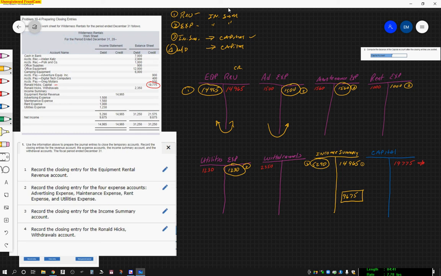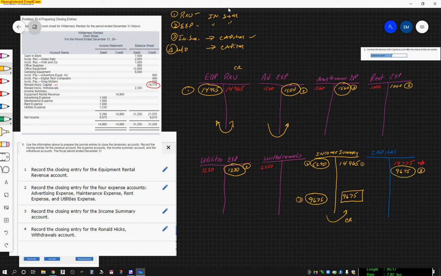$9,675. Well, if we're going to close in step number 3, the income summary, we're going to need to close it for the amount of the account balance, which is a credit balance of $9,675. So we're going to take a debit of $9,675. It's just transaction number 3, right? And there's our debit. Well, it gets closed directly into our capital account. If that's our debit, here's our credit, $9,675, transaction number 3.